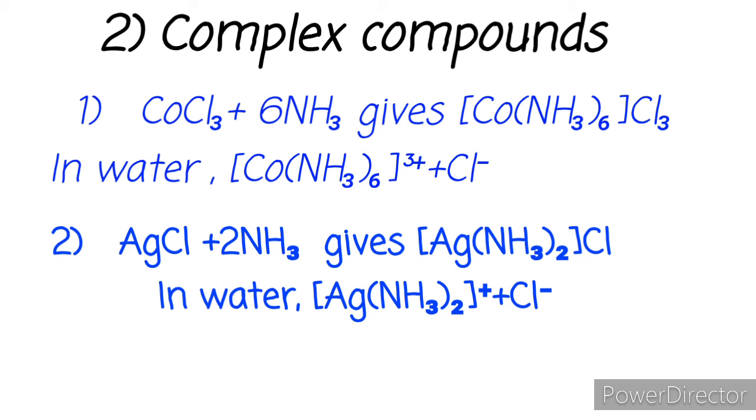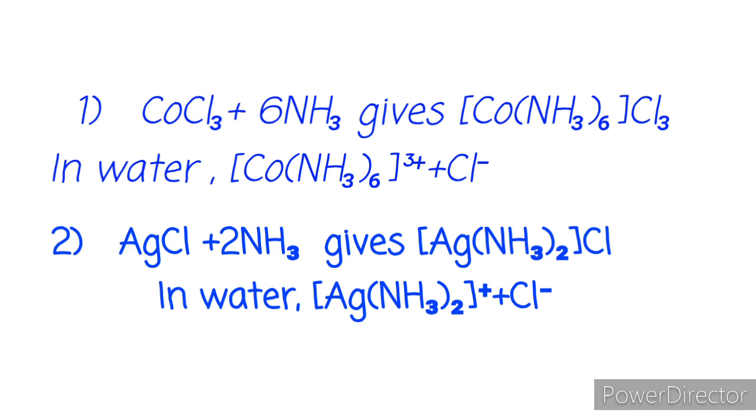Second complex, Ag(NH3)2Cl. And this complex is formed by the addition of AgCl and ammonia in 1:2 ratio. And if you put this complex in aqueous solution, it dissociates into [Ag(NH3)2]+ and Cl- ion. That means this complex will not dissociate completely. It dissociates partially in aqueous solution and gives the same property as the solid state property. That's why this is called a complex compound.